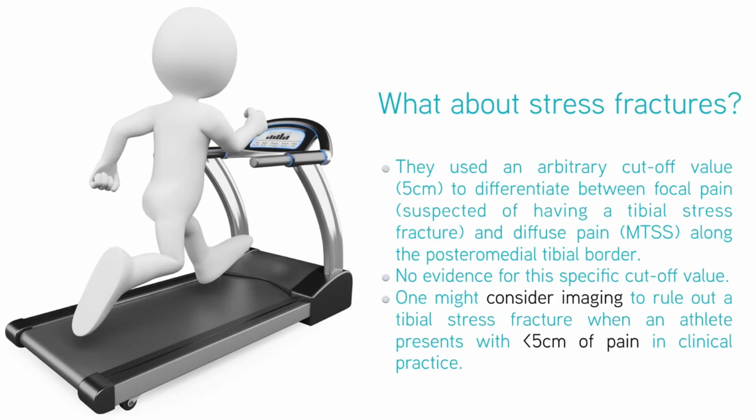So what about stress fractures? They had this arbitrary cutoff value of 5 centimeters to try and differentiate between your focal pain, where they might suspect that you had a tibial stress fracture, and your more diffuse pain that's associated with MTSS along that posterior medial tibial border. So they didn't have any evidence that this 5 centimeters was the actual cutoff value, but they used that as their study-based cutoff. So the other finding was with stress fractures that you might consider your imaging to rule out a tibial stress fracture when an athlete presents with less than 5 centimeters of pain in your clinical practice.